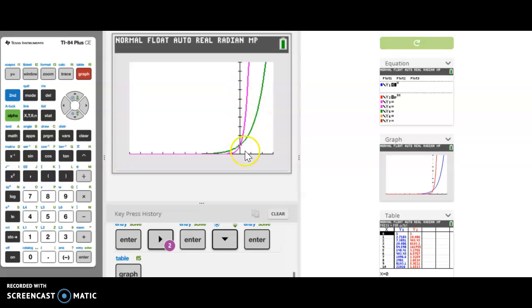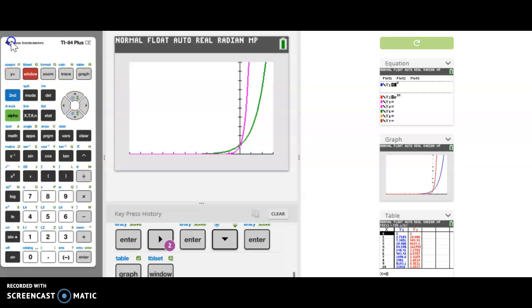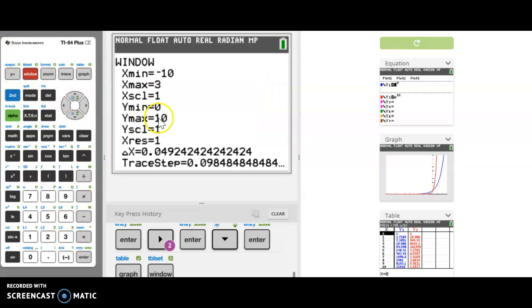I'm working with this window right here. You can't really see it as much, right? This thing clearly gets bigger, but that guy's getting big too, right? The green one's getting big too. So shouldn't we sort of go along both? Well, watch what happens if I make my Y window bigger. I'm just going to go up to 100.